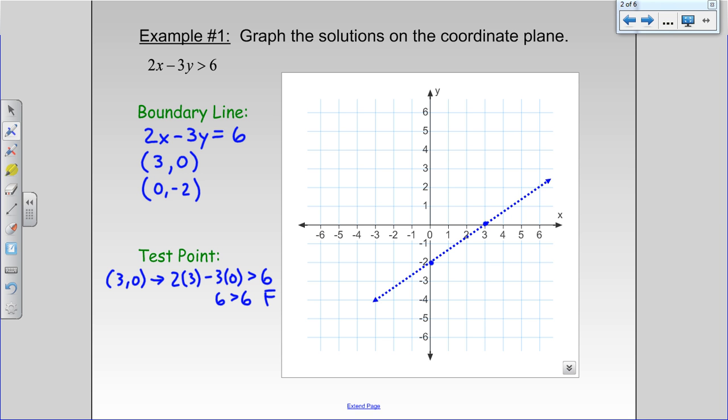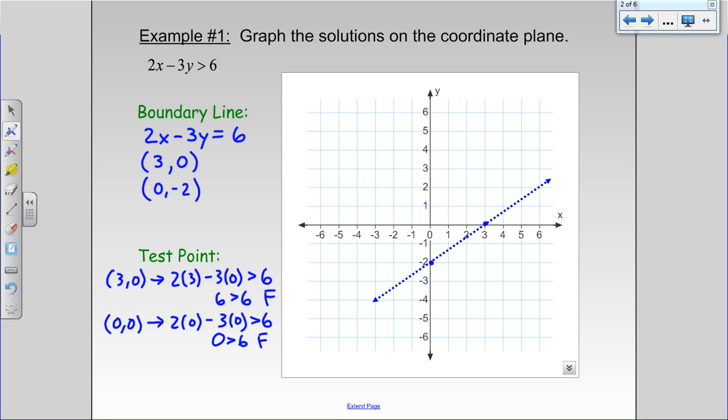In order to determine which side of the boundary line we should shade, we'll test some other points. For example, try the point (0, 0). This point leads to the following when placed into the inequality. 2 times 0 minus 3 times 0 is greater than 6, or 0 is greater than 6. This is also false, indicating that the point (0, 0) is not a solution of our inequality.